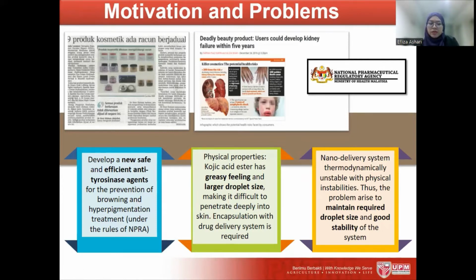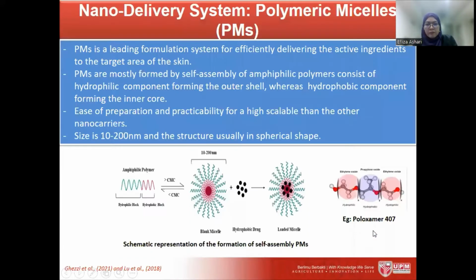Therefore, the motivation here is that we try to encapsulate this Oleate with a drug delivery system. But then the nano delivery system is thermodynamically unstable with physical instabilities. Thus, the problem arises to maintain the required droplet size and good stability of the system.